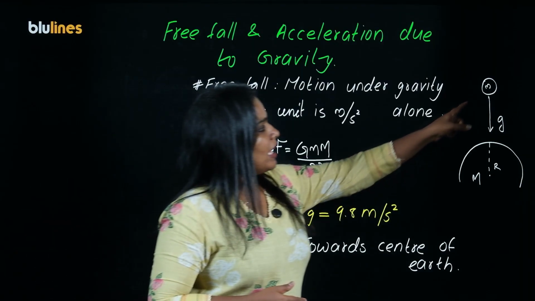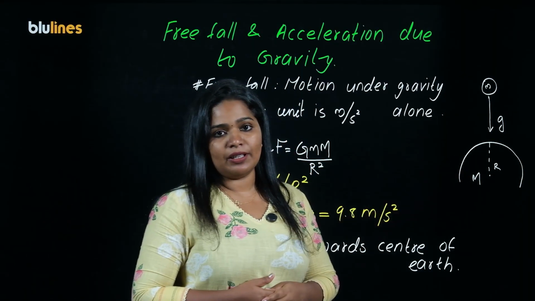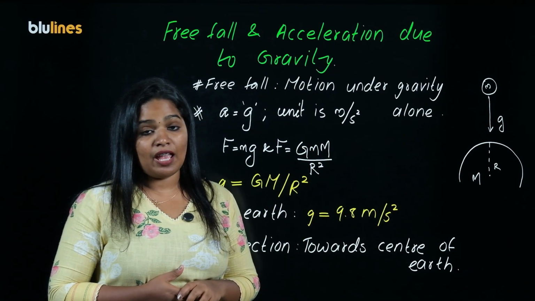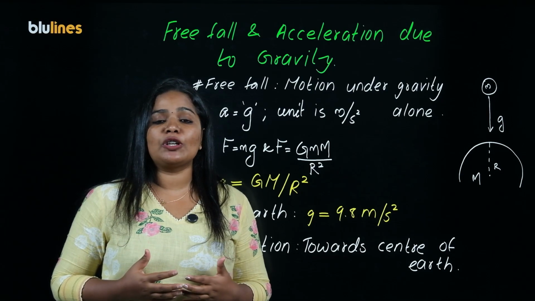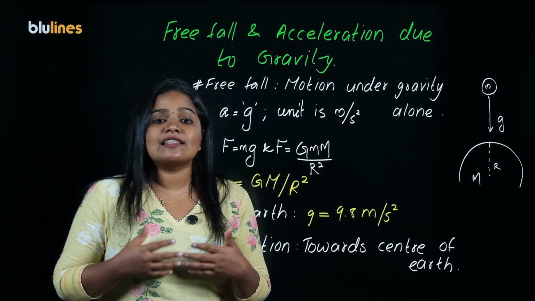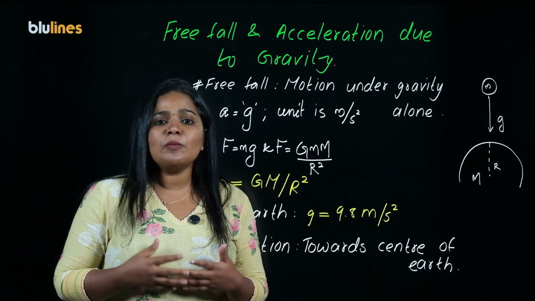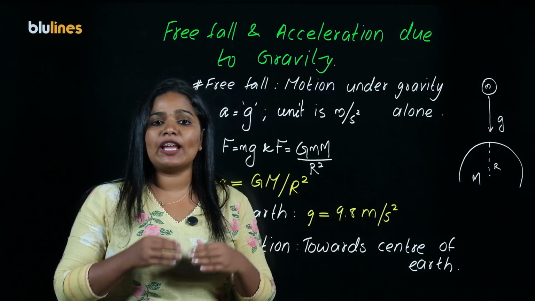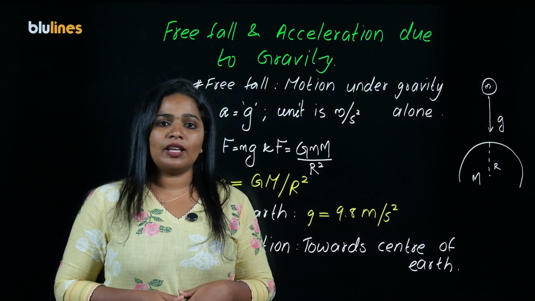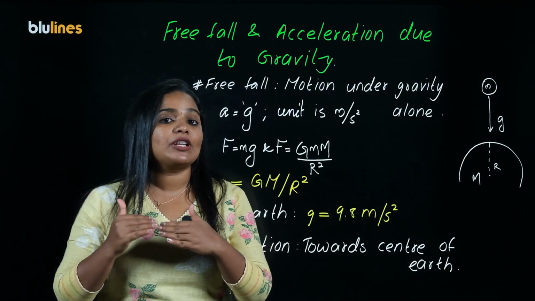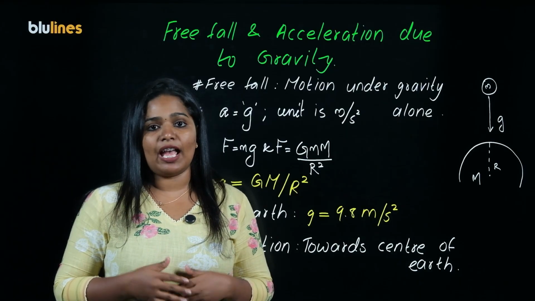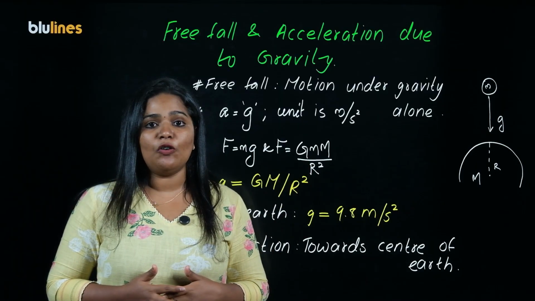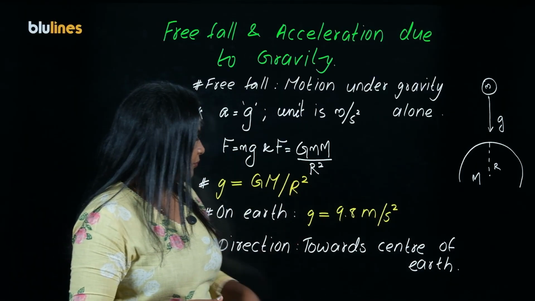As you can see, when the body is moving towards the earth, the direction of g is always towards the center of earth. And one of the most important peculiarity of g is that when the air resistance is neglected, all the bodies will be falling at the same rate. For example, if I drop a stone and feather from the same height, they will be falling at the rate of 9.8 meter per second square each second and will be reaching the ground at the same time. That is one of the most important peculiarity of acceleration due to gravity.